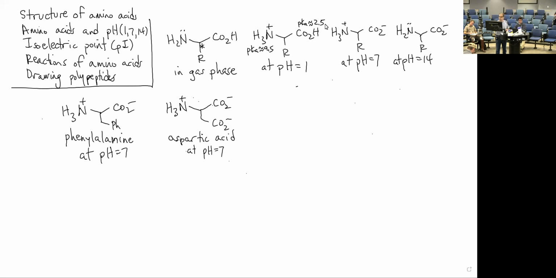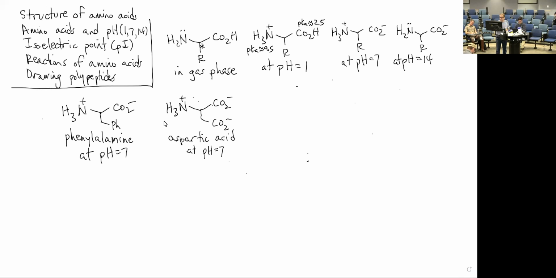Remember, those are going to be around 2.5. So at pH equals 7, we're above that. We're more alkaline than the pKa of the carboxylic acid functional group. So they will both be deprotonated. We're still, however, below the pKa of the ammonium group. Remember, that's around 9.5. So we're more acidic than the pKa of the ammonium group. So that's going to be protonated. That's going to be in this form.